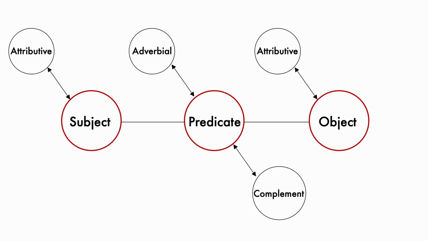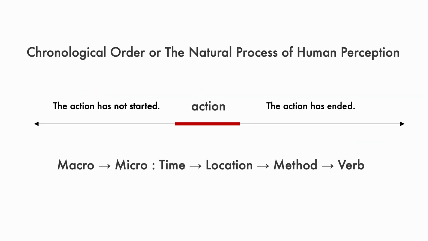Why? Remember what we discussed before? The information in a Chinese sentence is normally organized according to chronological order or the natural process of human perception. In other words, the sentence unfolds in roughly the same order that the speaker mentally experiences the event. In many cases, the rigid subject-object distinction found in the passive voice doesn't fit naturally with this pattern.